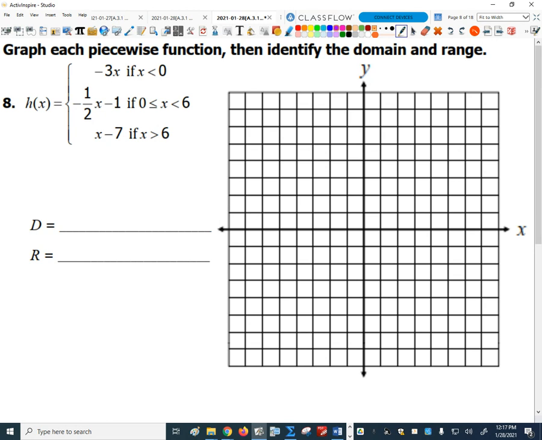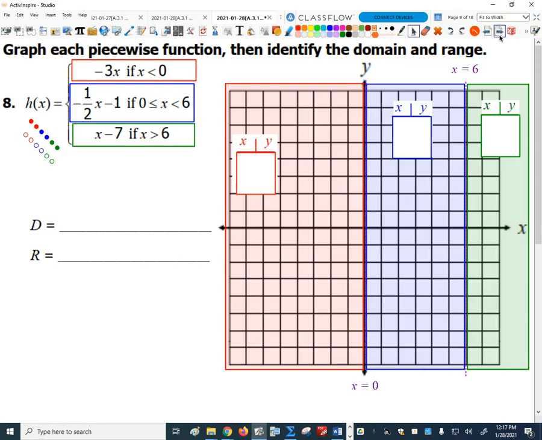Questions for Carson? Okay, how about Olivia? Where would my boundaries be? What x values? 0 and 6. Yeah, 0 and 6. Everybody see that? Because look, I've got a 0 right there. That's where the top piece leaves off and the next piece starts. And then I've got a 6, which is where the middle piece stops and the bottom piece starts, right?